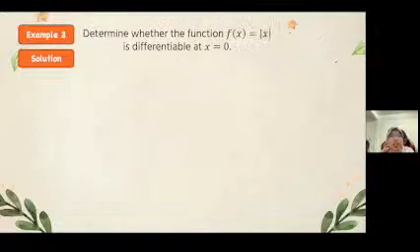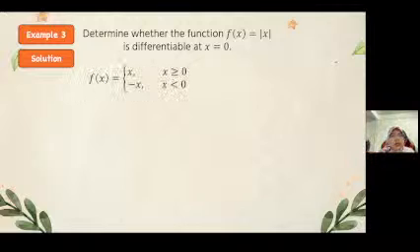Right, so now determine whether the function f(x) equal to the modulus of x is differentiable at x equal to 0. So you might want to use the function straight away, but no. If we have an absolute value, we have to define the function first. So that means we have to change from absolute value to become a piecewise function. So make sure keep that in mind. If you have an absolute value, you have to open them using the basic definition to separate them into a piecewise function.